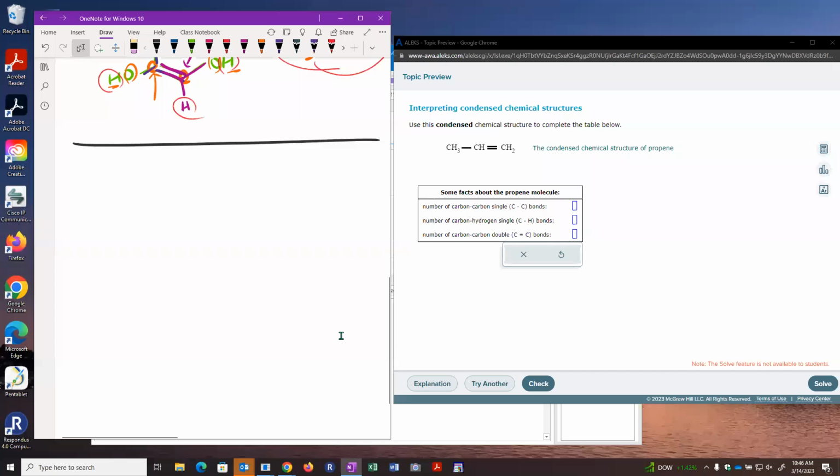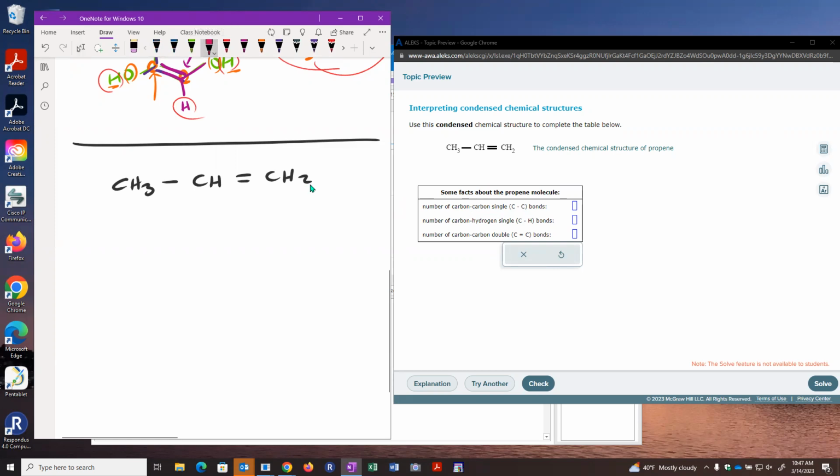All right, so in this question, we're looking at interpreting our condensed chemical structures. So we have a CH3, single bond to a CH, double bond to a CH2, right? That's a condensed chemical structure for this molecule called propene. We need to identify the following. The number of carbon-carbon single bonds, right? A carbon-carbon single bond is just a single line.